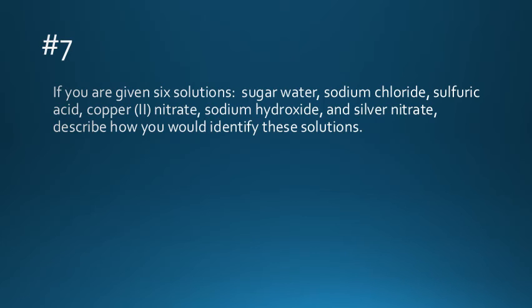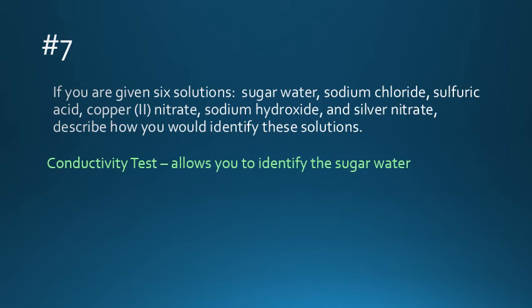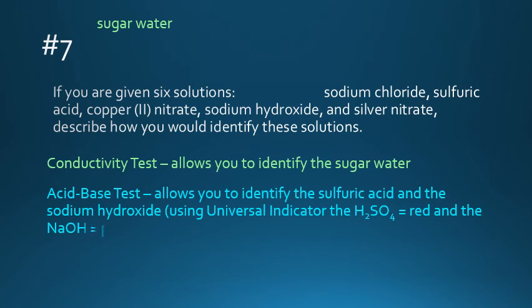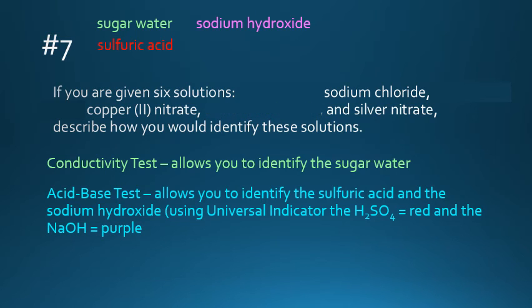So the first thing you would do is a conductivity test. This would allow us to identify the sugar water as it is the only solution that does not contain ions. So it won't light up the conductivity meter. The second test you could do is the acid-base test. That would allow us to identify both the sulfuric acid and the sodium hydroxide. Now, if you use a universal indicator, the sulfuric acid will end up red, and the sodium hydroxide ends up purple.